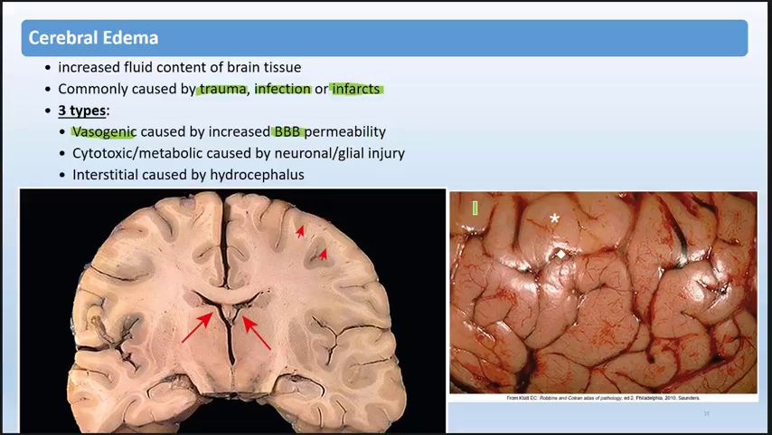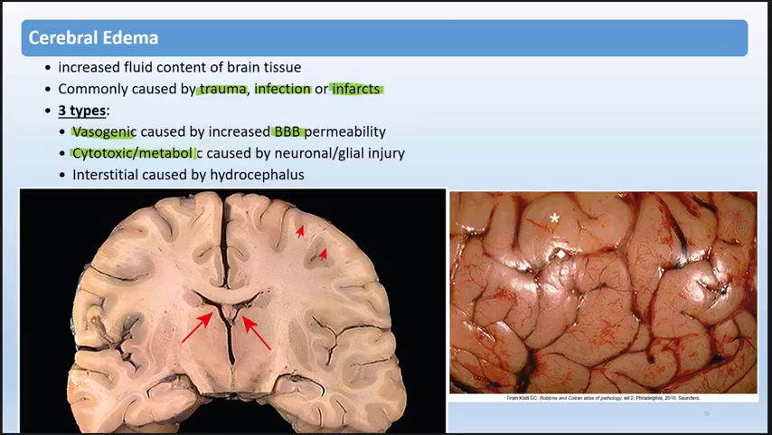Vasogenic edema will then begin in whatever area is injured, and then it can spread and cause an increasing amount of fluid within that area, which disrupts, for instance, the axons that are found within the brain. And this type of edema is usually more frequently seen within the white matter of the brain, and so affecting a lot of the axon tracts.